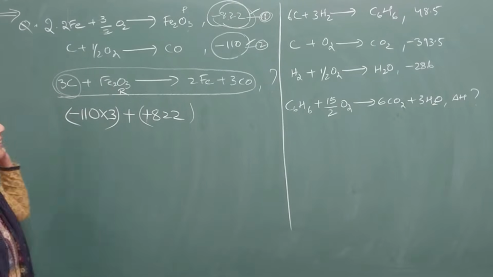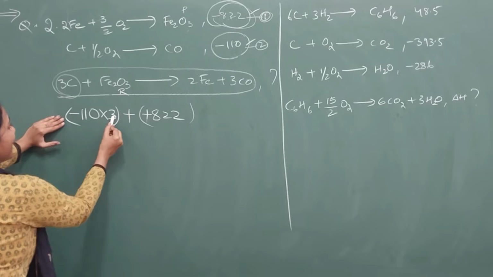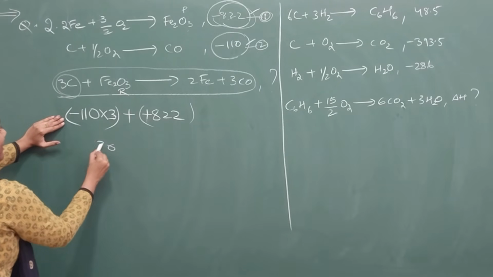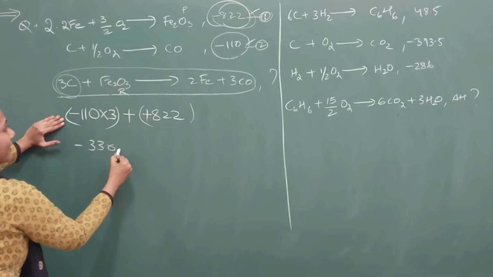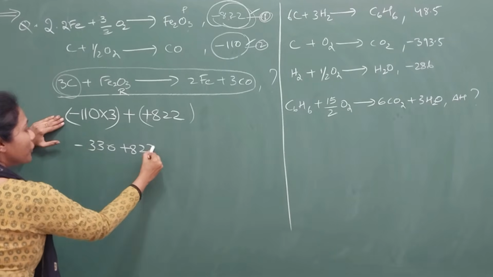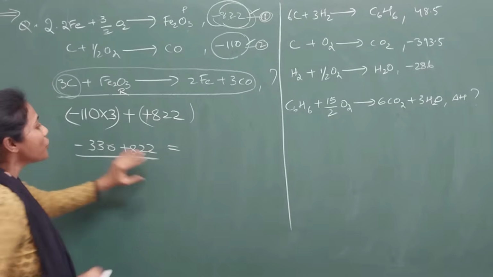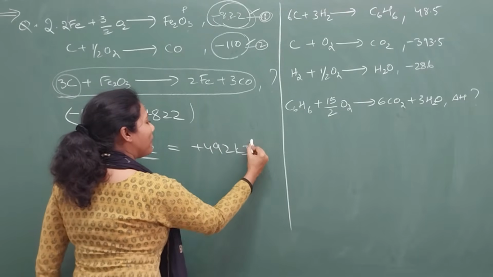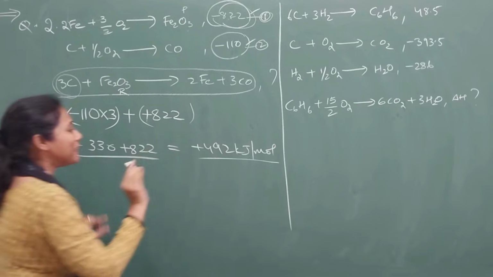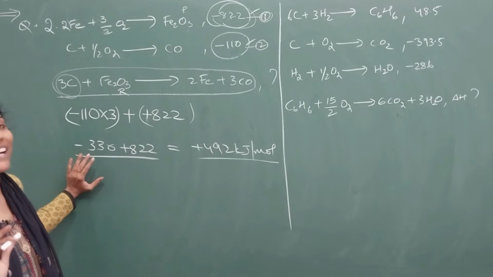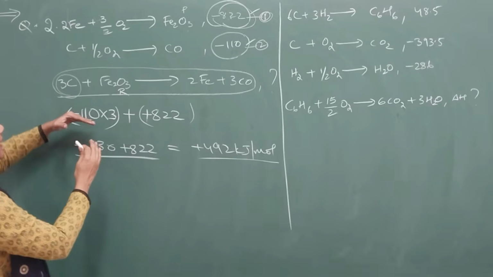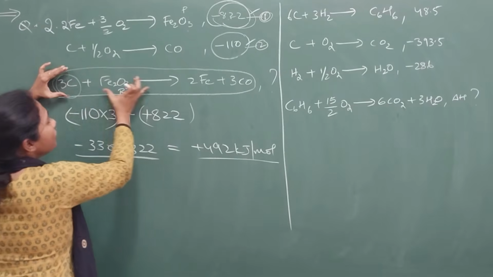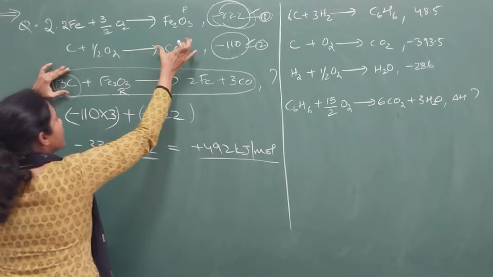Right? So over, guys. So what you have to do here, right? 3 times 0 minus 3 times 33 plus 822 you have to do. That's it. So what is your answer? Plus 492 kilojoule per mole. See, here it is a matter of 30 seconds. So only carefully you have to observe your desired reaction and the given equations.